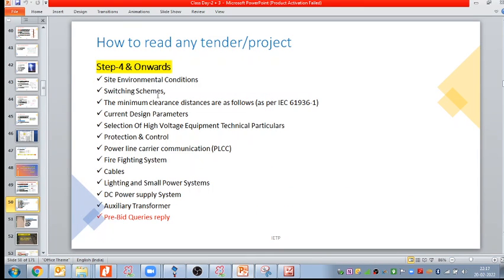So after environmental conditions and switching scheme, we have to read the minimum clearance distances. Distance means the phase to phase clearances and the phase to earth clearances. We have to read how much clearance we have to follow. If we are working on renewables, we do not have the value given in the tender. In that case, we will follow IEC 61936 part 1 for any renewables: solar, wind, hydropower plant. So we have to read that. Then we have to read the current ratings given in the standard that we have seen today also. Then the selection and high voltage equipment technical particulars.